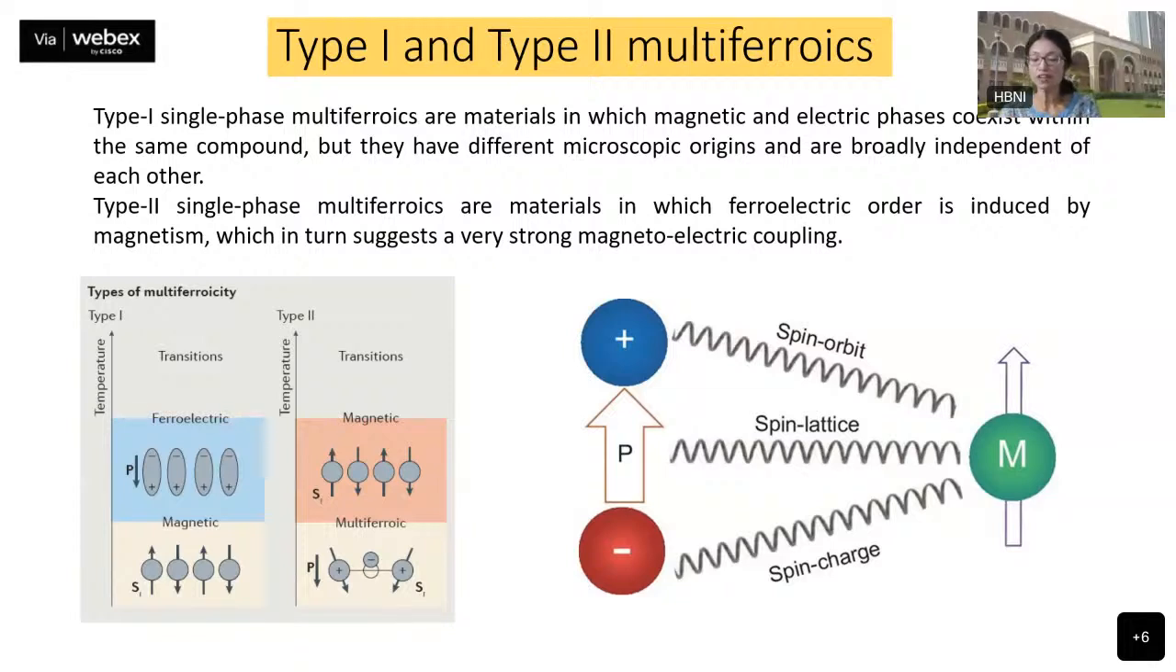If you have different kinds of interactions, you can have spin charge, spin lattice, and spin orbit. This is basically your magnetization, and this is your charge polarization, electric polarization. So this coupling can be of different types. You can have spin orbit, spin lattice, or spin charge coupling.